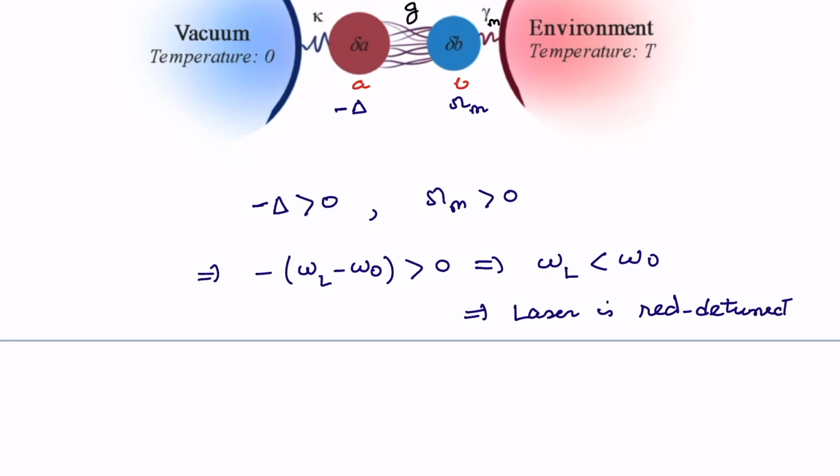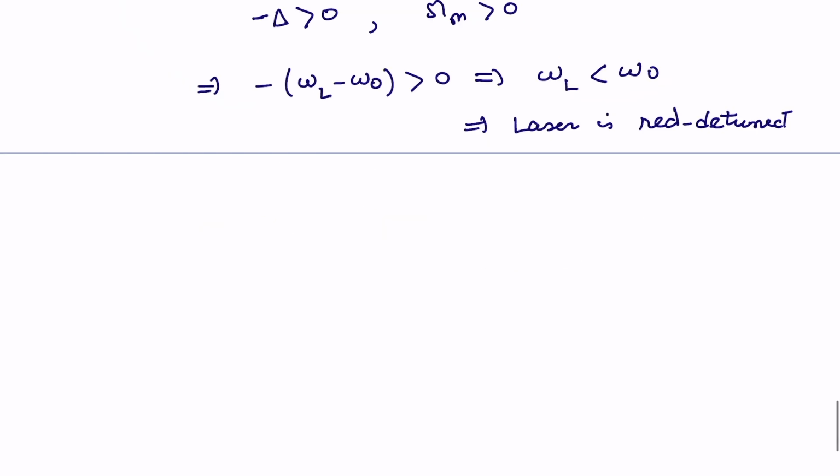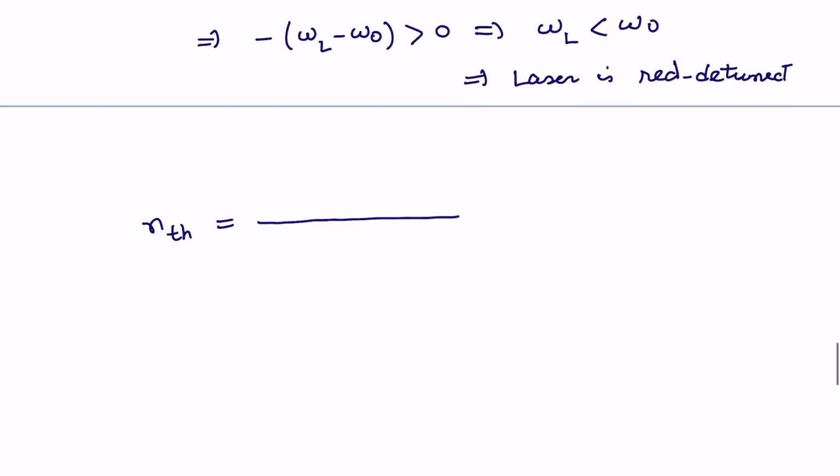However, to get a better understanding, let me consider the formula that gives the number of thermal quanta, as you know, given by this expression nth. I think if I analyze using this formula, things should be clearer to you. We have 1 divided by exponential h bar omega by kBT.